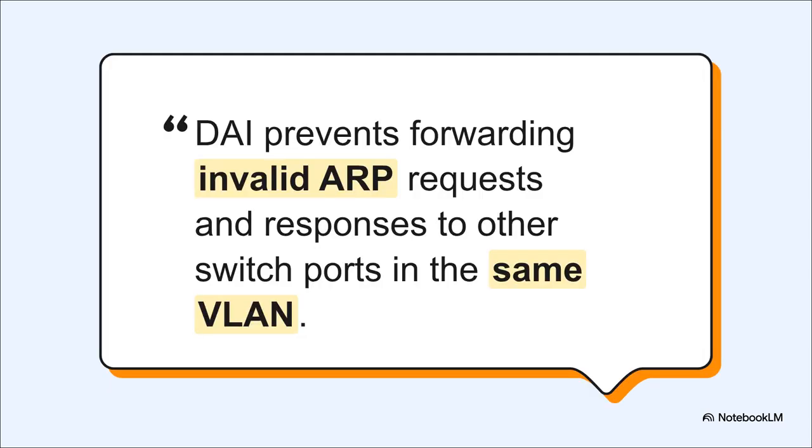So then, DAI takes that official guest list from DHCP snooping and uses it as its ultimate source of truth. It's like the head of security now. It checks every single ARP message against that list. If a message comes in trying to claim an IP address that doesn't match the database, DAI knows it's an imposter and blocks it instantly.